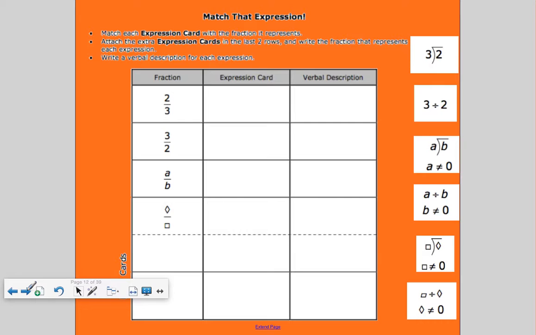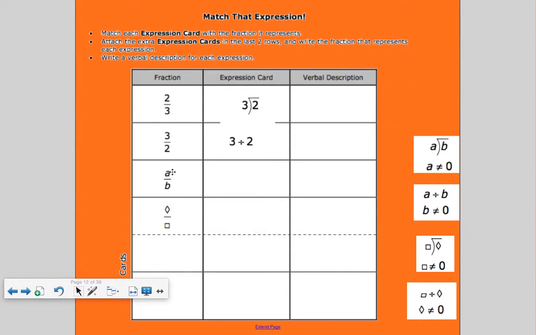So, as we continue on, let's match stuff here. 2/3. Do you know another way of saying this? 2 divided by 3. Which one would it be? 2 divided by 3. Oh, 2 divided into 3 groups. This one. This one shows 3/2 or 3 divided by 2. And it's this one.